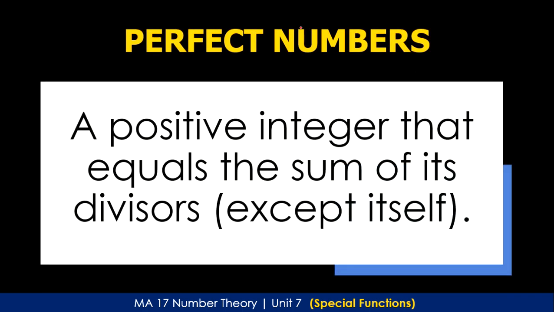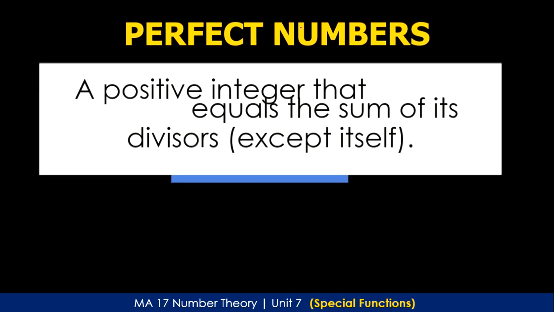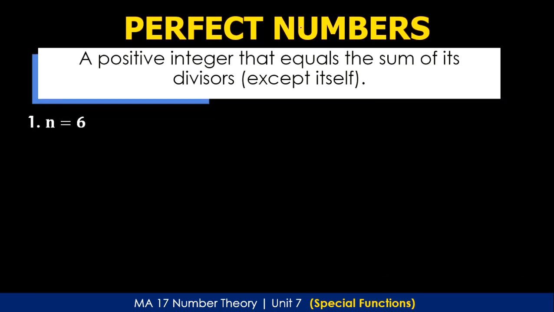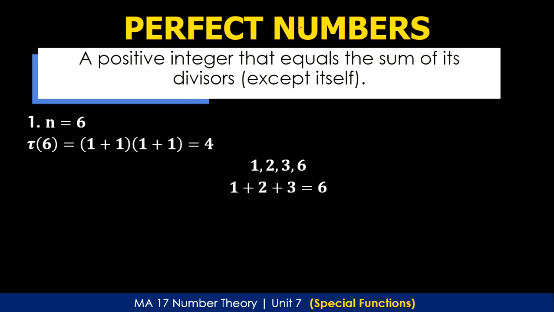Another definition for perfect numbers: a positive integer that is equal to the sum of its divisors except itself. So let's go back to the 4 examples. Let's say we have 6. Again, we have 4 positive divisors here, which are 1, 2, 3, and 6. If we add 1, 2, and 3, it is equal to 6. That's true, right? Based on its definition and this illustration, this is true.